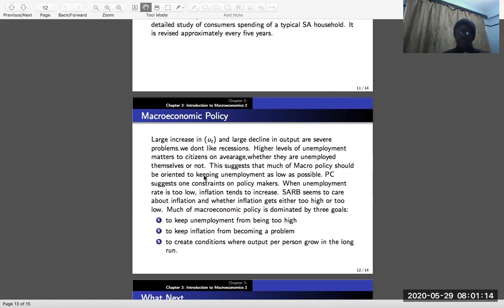Much of macroeconomic policy is dominated by 3 goals. One, to keep unemployment from being too high. Two, to keep inflation from becoming a problem. And three, to create conditions where output per person grows in the long run. Those are what we call macroeconomic fundamentals, right?